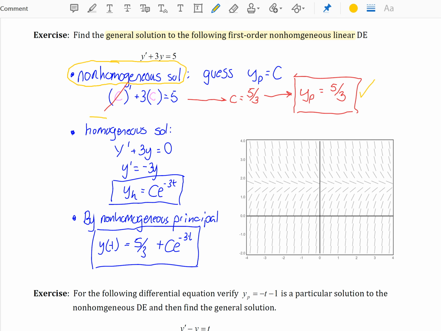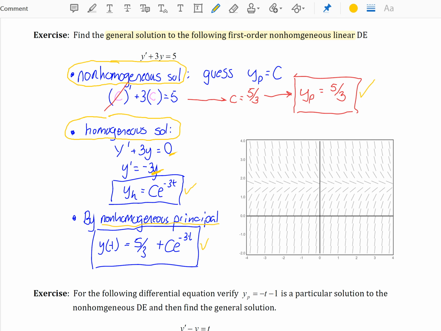I'm hoping that you have found your homogeneous solution by setting the right-hand side equal to 0, solving for y prime, and recognizing the only function whose derivative is a multiple of itself is c e to the negative 3t. Again, you could have verified this by separation of variables. And then written your general solution, referencing the appropriate non-homogeneous principle, as 5/3 plus c e to the negative 3t.